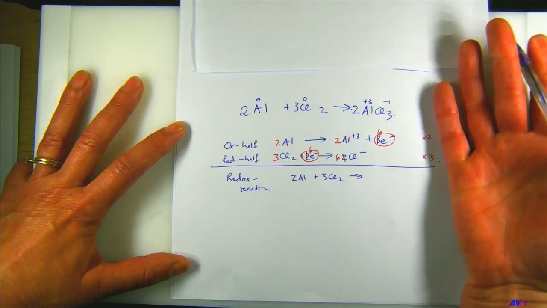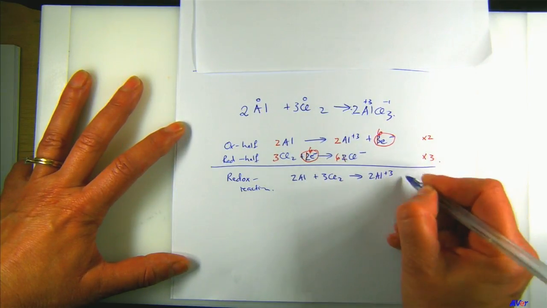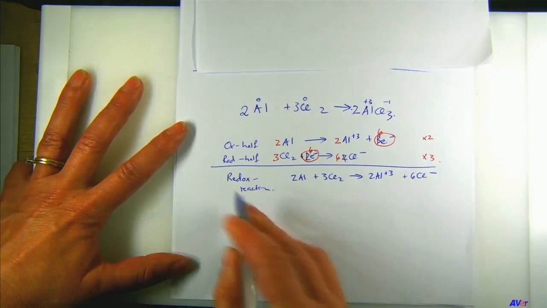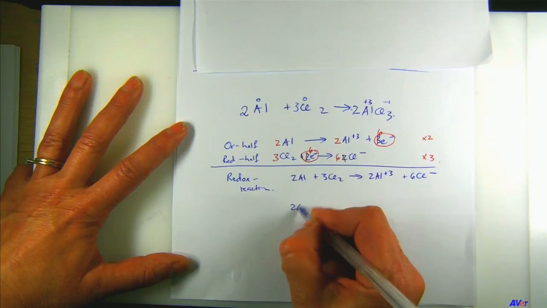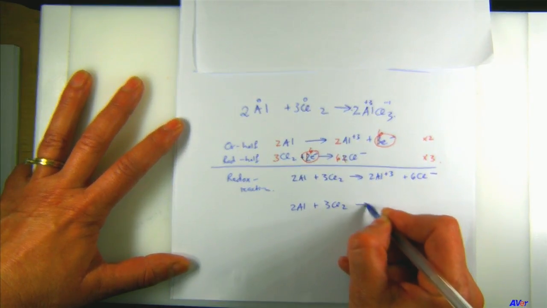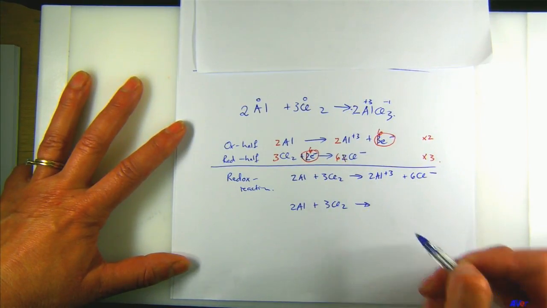Everything on the right-hand side is what I get out: 2 aluminium plus 3 and 6 Cl minus. Right. Now this is the redox reaction. Now these are already without a charge. We can say they're molecular. They don't have charges. How can we put aluminium and chloride together?